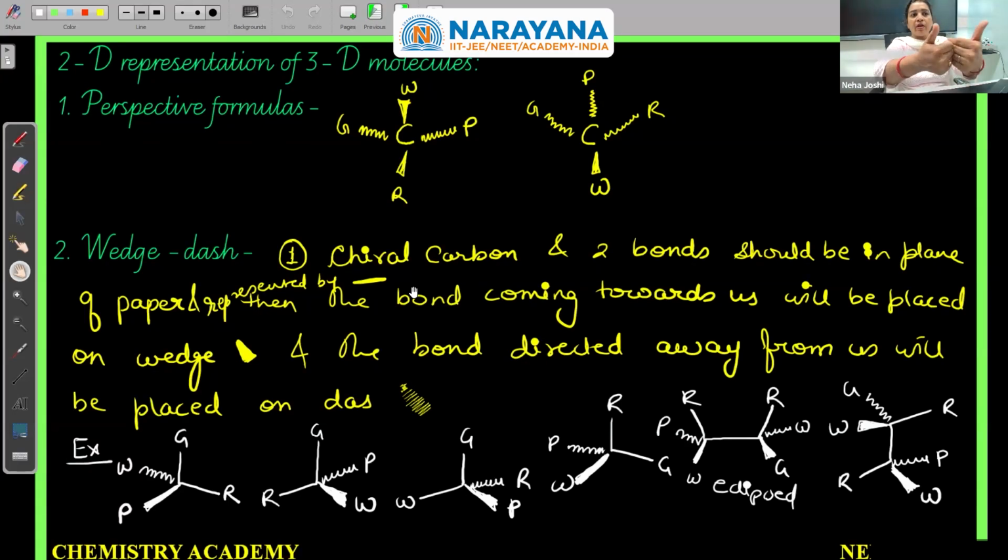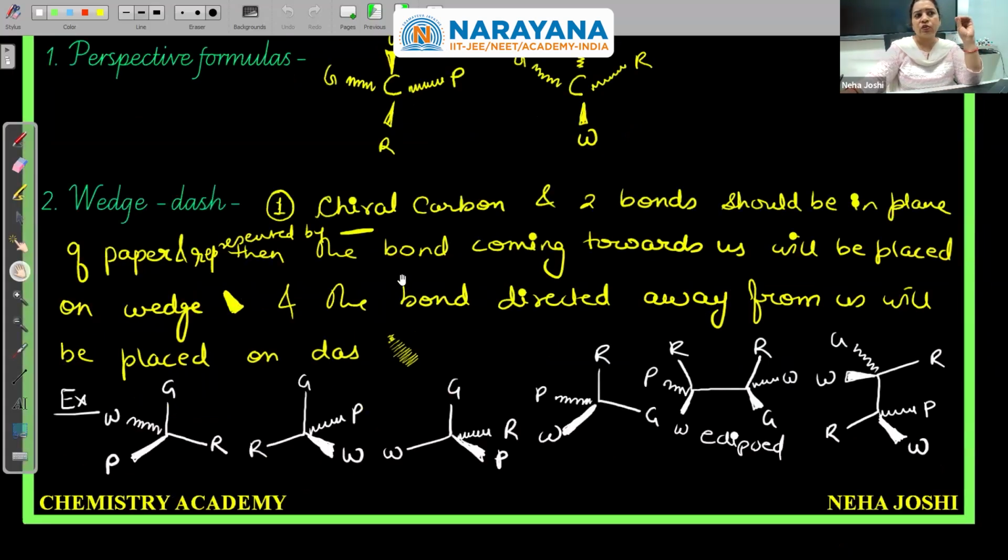Bonds which are directed away from you, behind the plane of paper, you put as a dash. Whatever is coming towards you, you put as a wedge. And you can have as many wedges, as many dashes, it doesn't matter. Right? So it was a very clear perspective vision. But as it is very clear, it will never be used in exams. They want to be a little more complex for us.